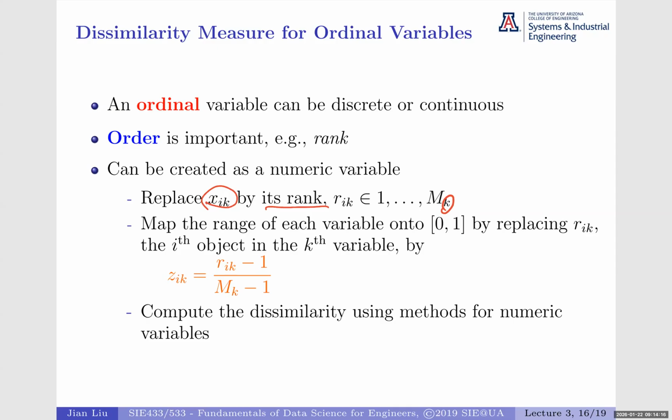Okay, and we map the range of each variable onto the range 0 to 1. We replace the rank of the ith object with respect to variable k. In that case, the quantity of the ith data object with respect to ordinal variable k can be modeled as this. So this captures the dissimilarity using the method for a numerical variable.